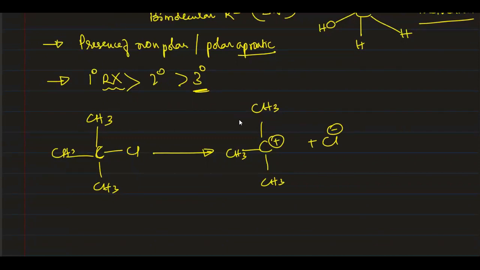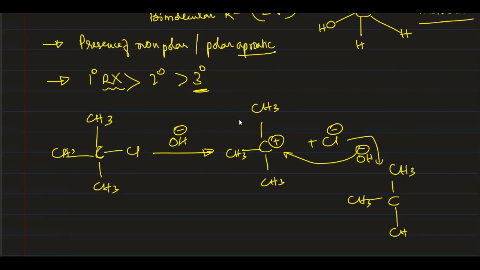Now this process takes place first. So even if you provide nucleophile OH minus with this compound, the process is such that it forms first carbocation, then OH minus. This OH minus will naturally attack the carbocation and it will form CH3, CH3, CH3, OH. So this type of product is formed.